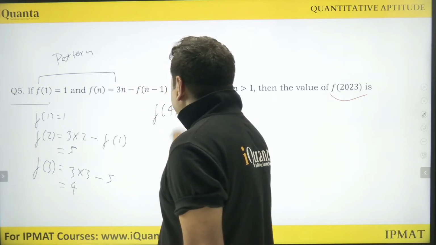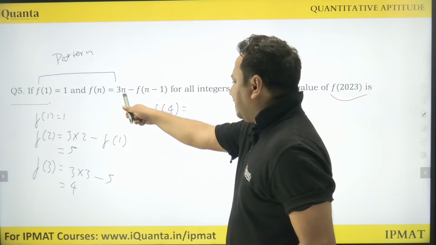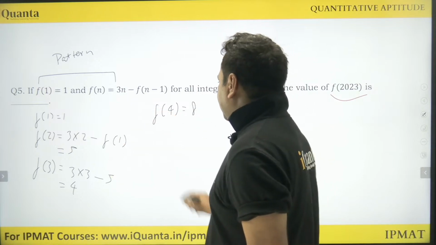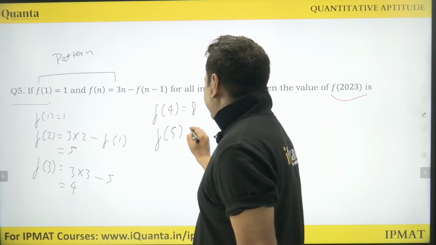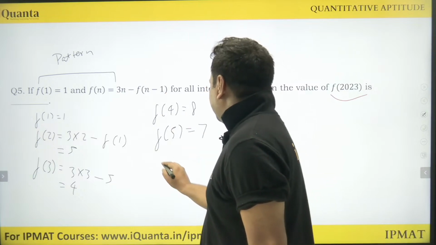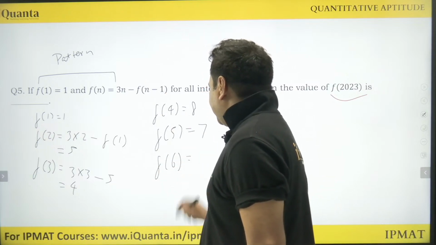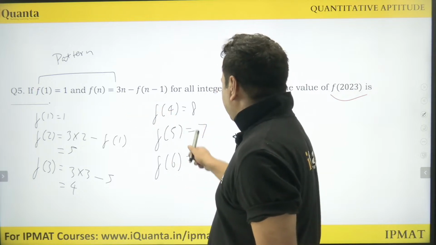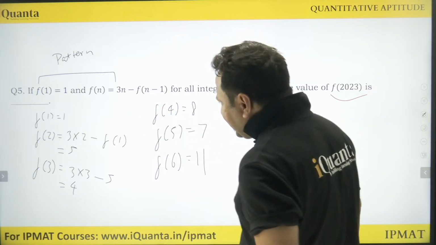So we want to calculate f4. f4 is 3 into 4, 12. Minus 4 is 8. Let's calculate f5. 3 into 5, 15. Minus 8 is 7. Okay. Now I'm doing it orally. 3 into 6 is 18. Minus 7 is 11. Do we get a pattern?